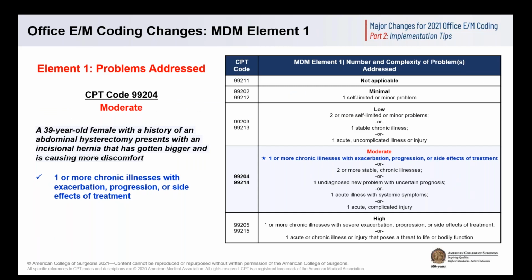So in this particular scenario, the problem is a 39-year-old female who had a previous surgery and now has what looks like a hernia that's getting worse. So this is a hernia that's been around for a while, but it's now getting worse. So there is an exacerbation or a progression of this hernia. Therefore, that meets the identification or level of coding for problem in the level 4 of a new patient, as we see here on the right side of the slide. Next slide.